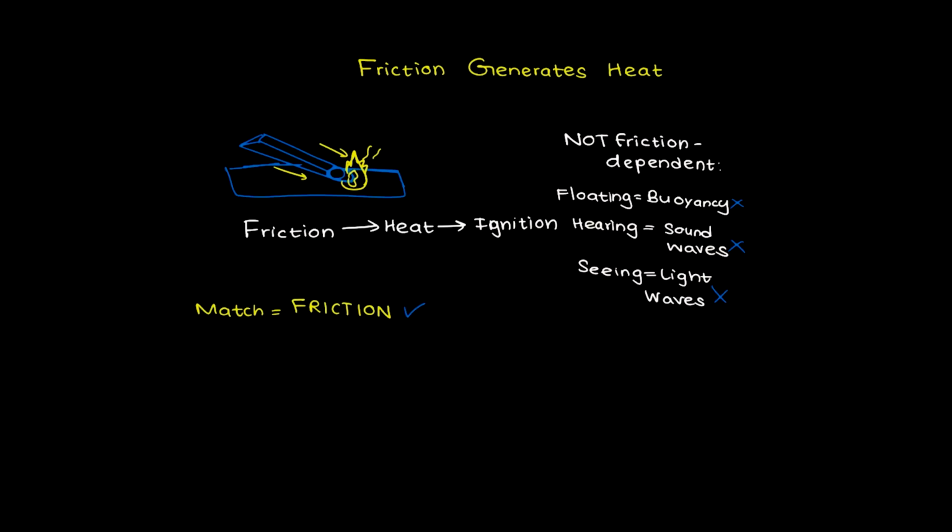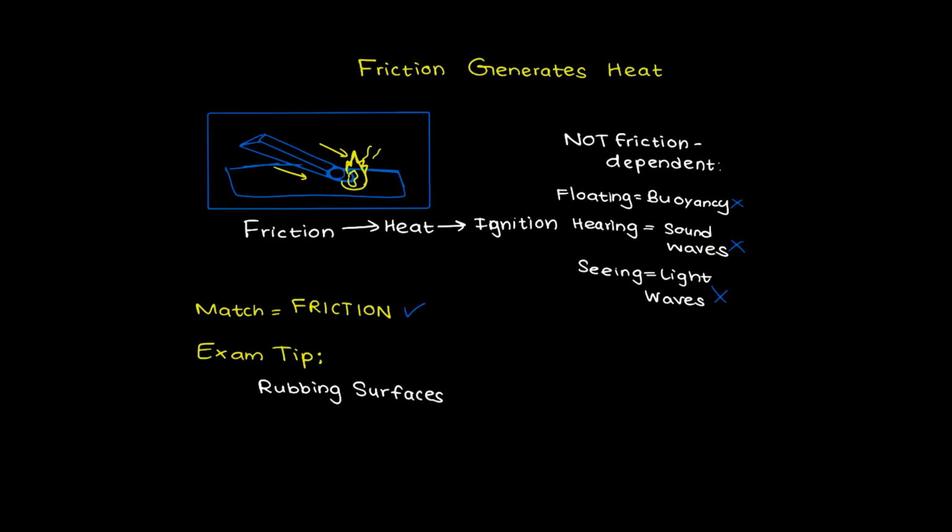Here's a WGU C165 OA exam tip for you. Friction converts kinetic energy to heat. Any process requiring heat from rubbing surfaces depends on friction. The match question tests whether you recognise friction's heat-generating role. Quick recall hook. Rub for heat. Friction creates heat which lights matches.